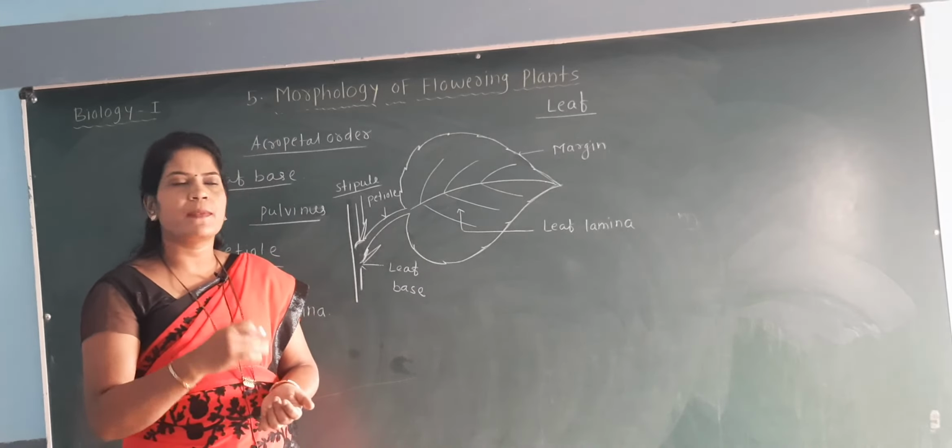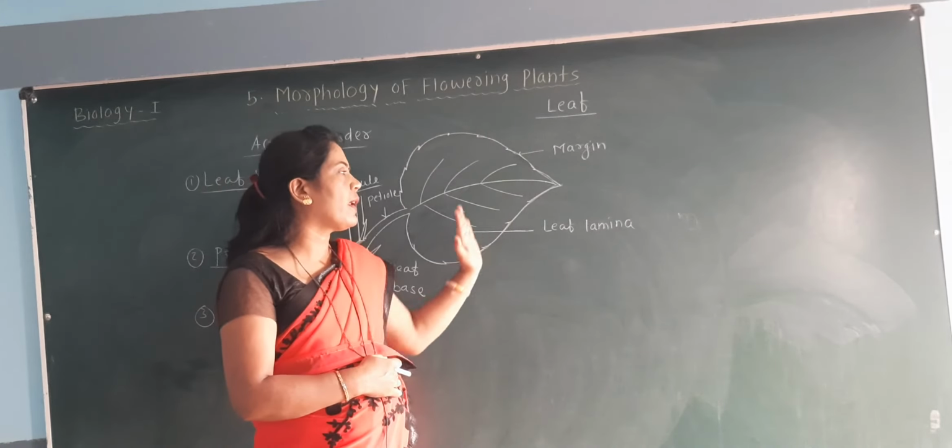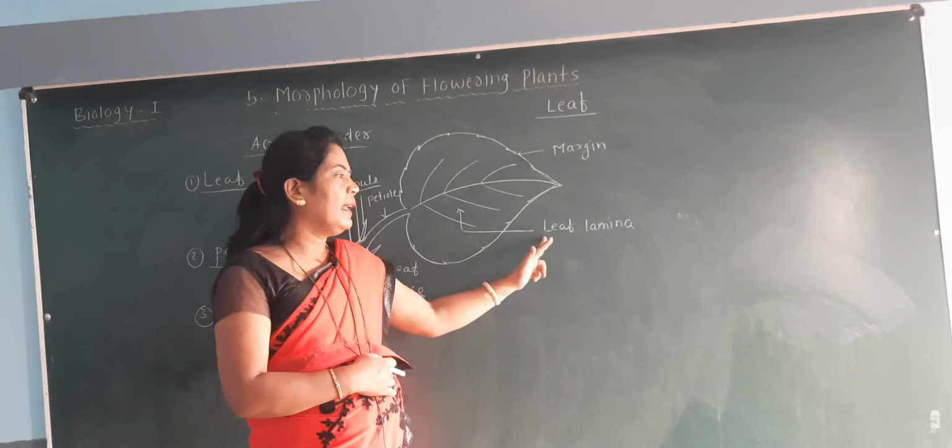Lamina part जो leafचा आहे, जो whole portion आहे leafचा, that is called as the leaf lamina, or it is also called as the leaf blade. तो हा leaf lamina प्रॉपरली होल्ड करण्याचं काम कोण करते, पेटिओल करते.